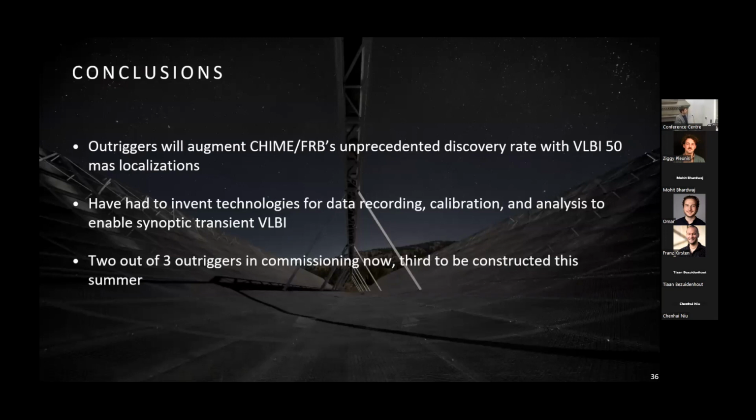So it's just that Outriggers are going to augment CHIME's unprecedented discovery rate with VLBI-style 50 milliarcsecond localizations of all FRBs. We've had to invent a whole bunch of new technologies to do this: data recording, calibration, analysis techniques, just to enable this sort of synoptic transient VLBI technique. Two out of these three Outriggers are now in the commissioning phases. The third will be constructed over the summer, hopefully, and you should expect great things from us soonish. Thank you.